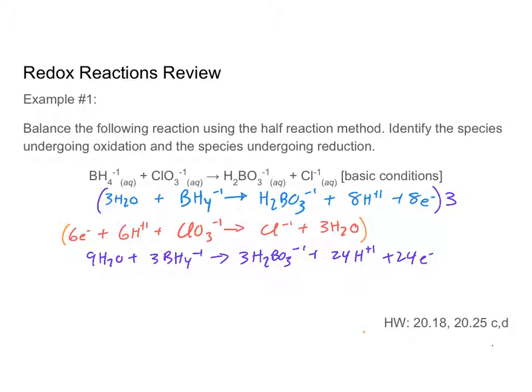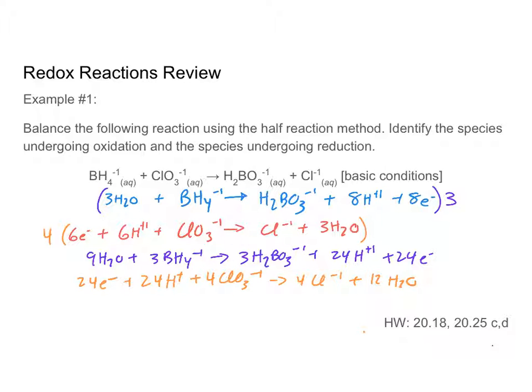And then I'm going to go ahead and multiply the bottom or the secondary reaction by, again, we're trying to get to 24, so I'm going to multiply this by 4, which will give me my 24 electrons, my 24 hydrogens, my 4 ClO3s, my 4 Cls, and what is that, 12 waters.